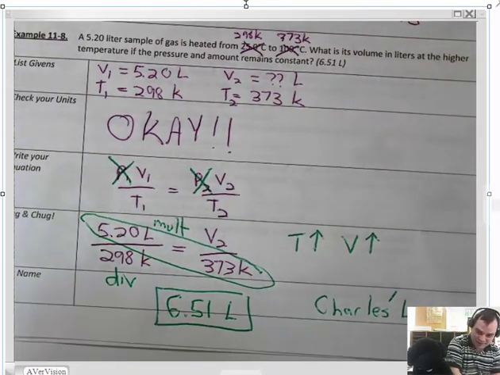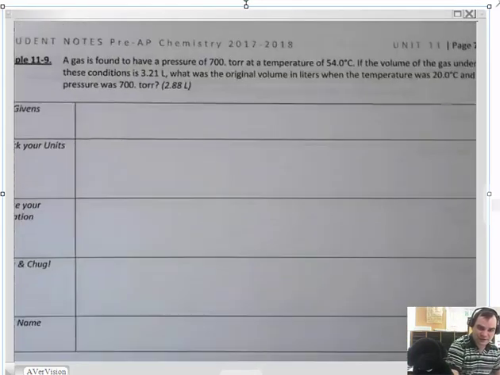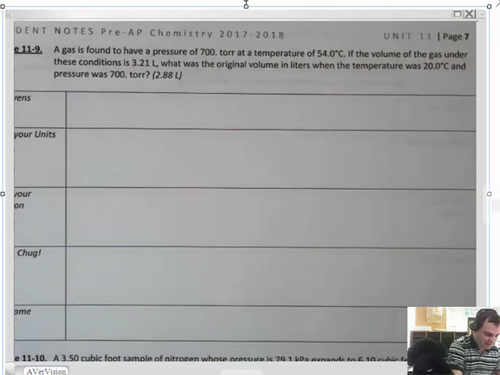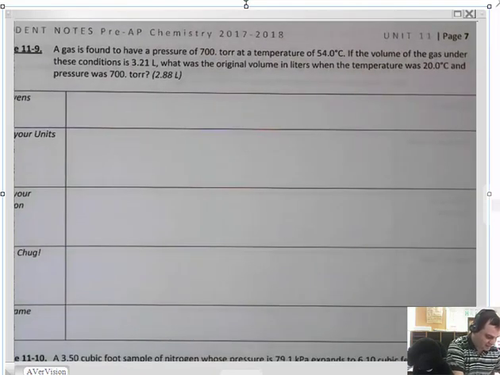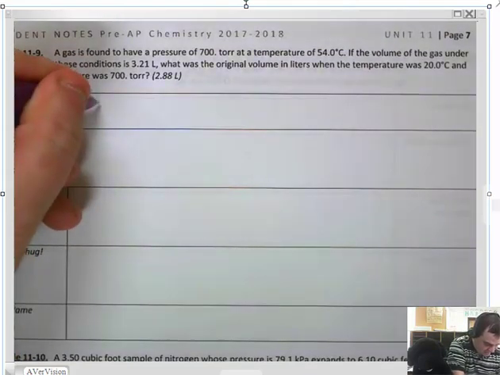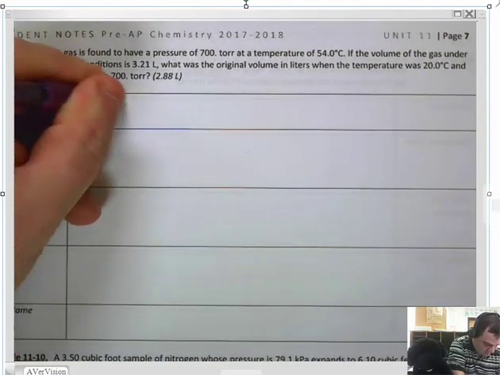Thanks, Darian. Let's move on to the next problem here. Here we go. A gas is found to have a pressure of 700 torr. That is going to be P1.